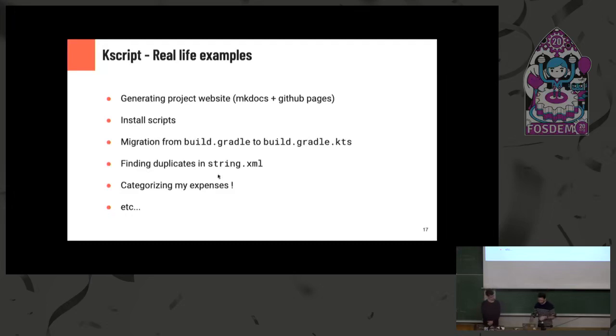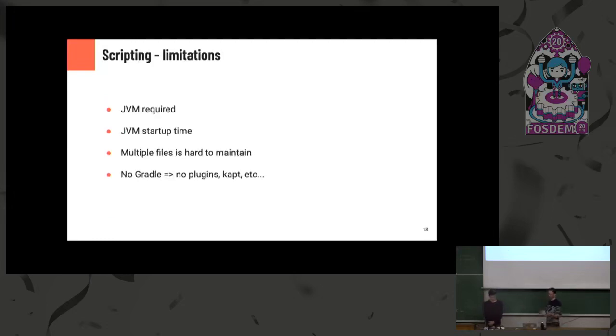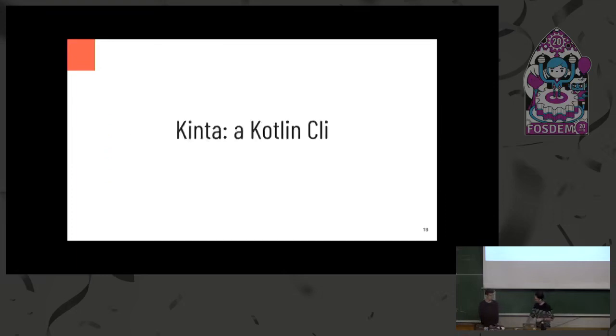Also, I personally use it to categorize my expenses, and I just did it for 2019, but yeah, this is something else. It does have some limitations. I mentioned it's based on the JVM, so your users will have to install a JVM, and the script will take a bit of time to start. Working with multiple files is possible, but it's not that easy. It's not designed really for that purpose. And since you don't have Gradle, you will not be able to do code generation, use Gradle plugins or stuff like that. So let's continue with Kinta.